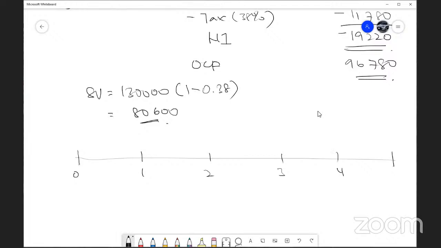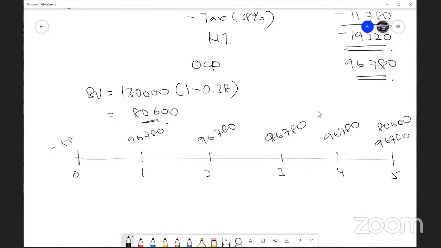Again, in the exam, you can draw the timeline. It's fine. All right. So you know at the end, the salvage value, you will get 80,600. Your operating cash flow is a positive one for the next 5 years. Initial investment, it's $580,000 for a new computer. So now you can calculate your NPV. Okay, NPV, negative 580.